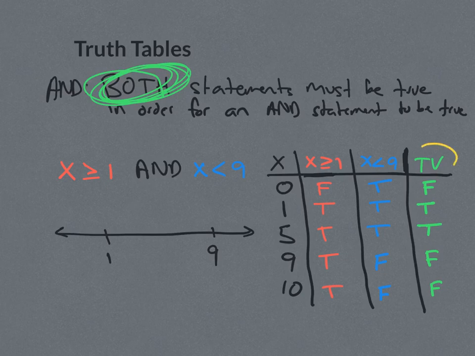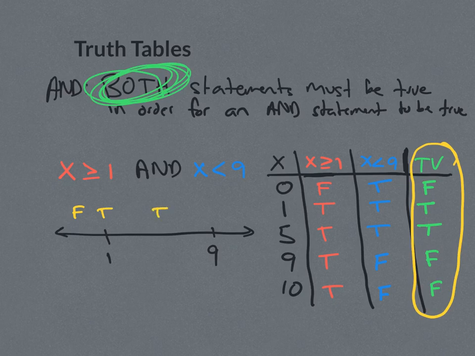Okay? Again, ultimately what I'm looking for is my final truth value. Those values I get to put on my number line. So for 0, it's false. For 1, it's true. For 5, it's true. For 9, it's false. And for 10, it's false. Okay. The true tick mark, I put a filled in circle. The false tick mark, I put an open circle. And then my only true section is the middle where I shade. Okay, and that's how I get this graph in the middle here.